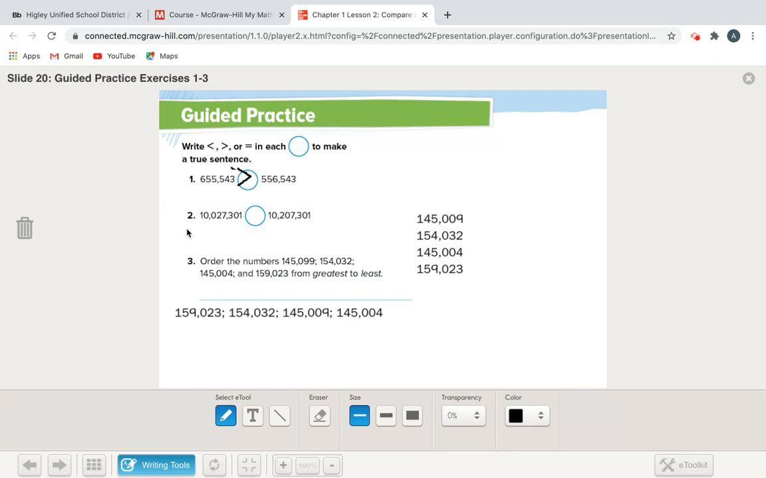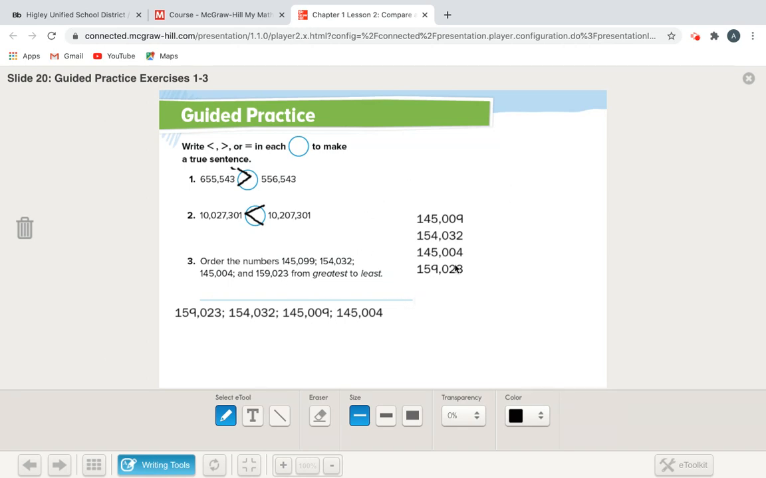Go ahead and try this one on your own. Now, if you went ahead and just compared your greatest value, 1 and 1, and you kept moving to the right, 0, 0, 0, 2, then we know automatically that this number is greater. So we're going to place the less than symbol in there. So we've got 10,027,301 is less than 10,207,301.